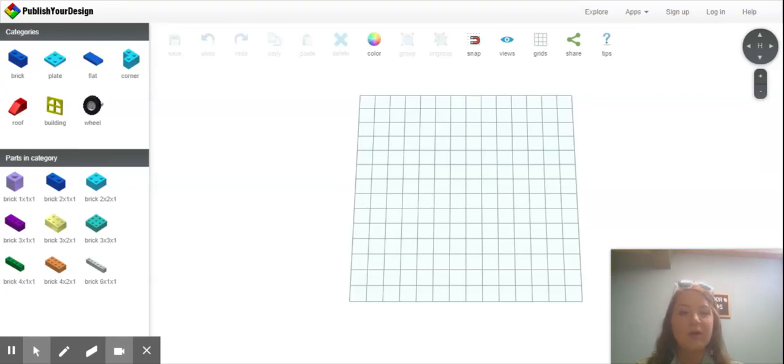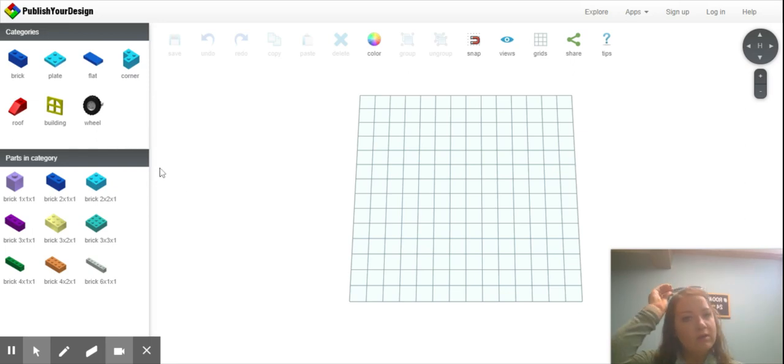Hey guys, today we're going to be making some different polygons with specific measurements, whether it's the length, the width, or if we know the perimeter. So if you have regular Legos, feel free to get those out along with a piece of paper so that you can write down your measurements. If not, go ahead and open up this Publish Your Design Lego Maker, and you can do it on here as well like we did last week.